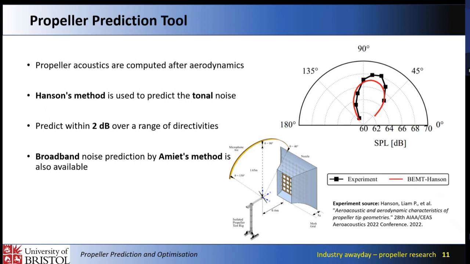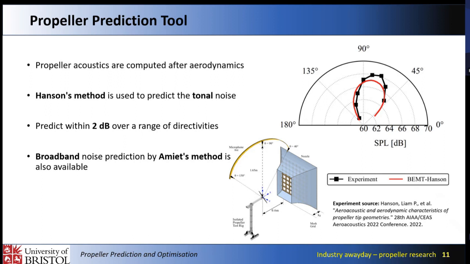And you can see just here on the right, this is a prediction using the tool based on one of our propellers from the wind tunnel. And this is over a polar array. So on this top arc here, you can see we have a range of 10 dB there, but we predict the tone, this is the blade passing frequency tone of a propeller, within 2, mostly within 1 dB over the range of directivities. So we get a very good map there, not just of the sound pressure level itself, but also the directivity.